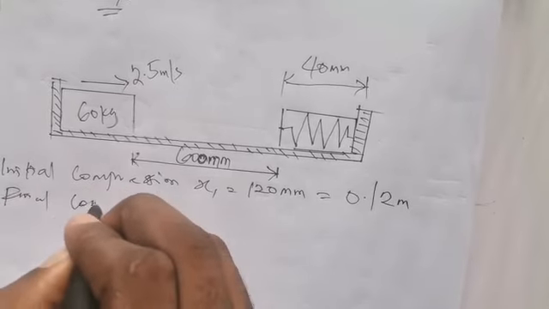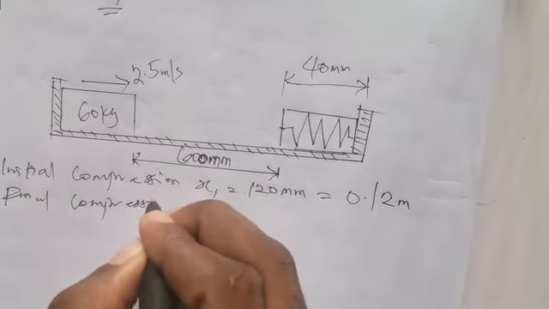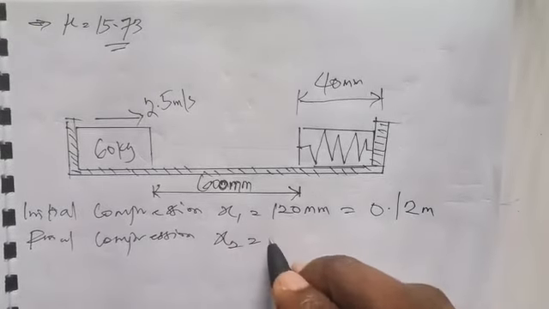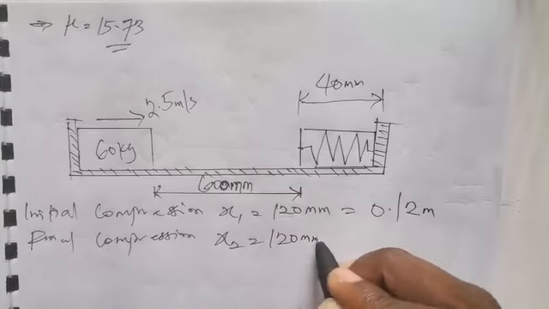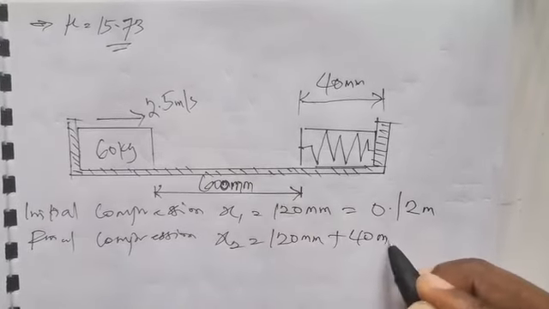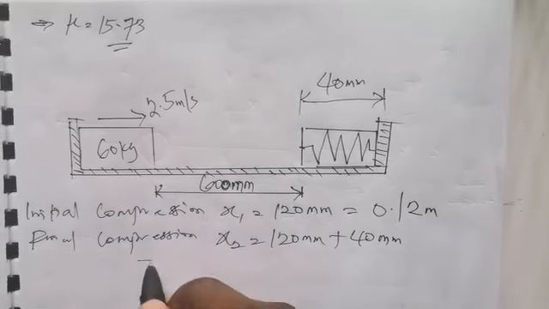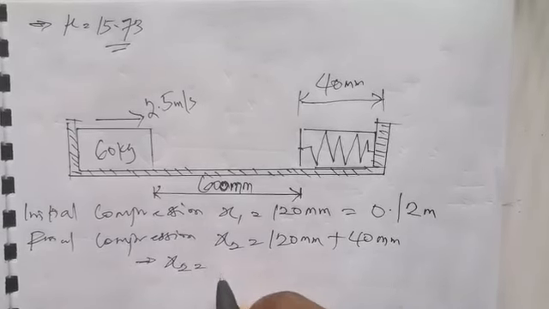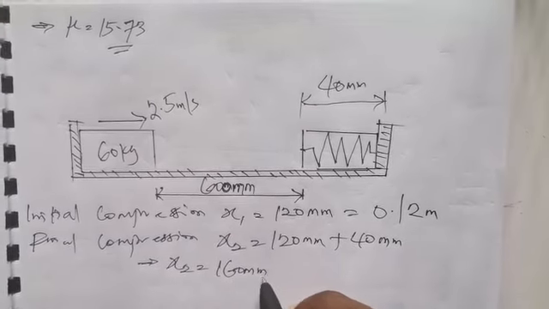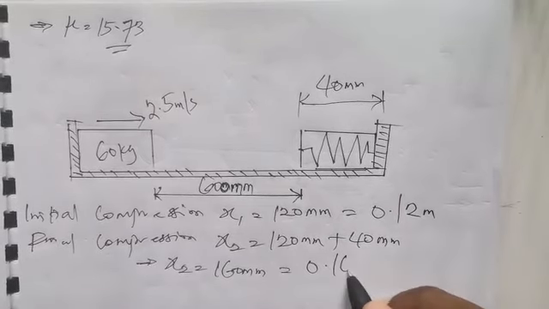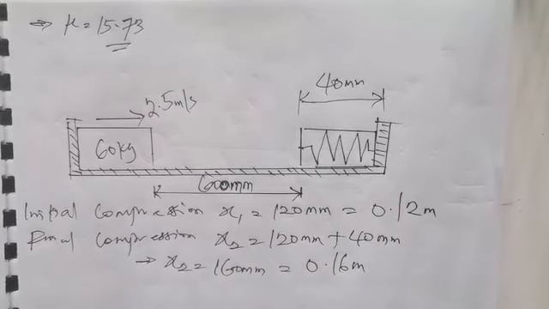Okay, final compression x2 is simply going to now be 120 millimeter plus 40 millimeter. This gives us the final compression. So this simply implies that x2 is equal to 160 millimeter. So we divide this by 1000. That gives us 0.16 in meters. So this is our final compression.